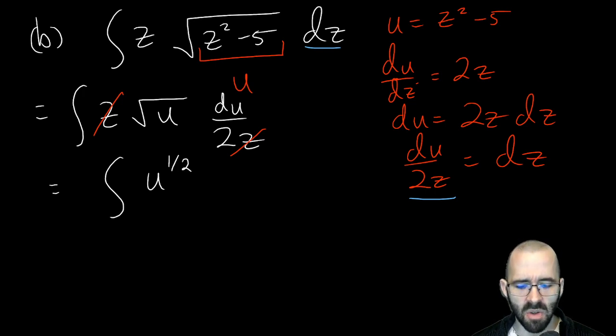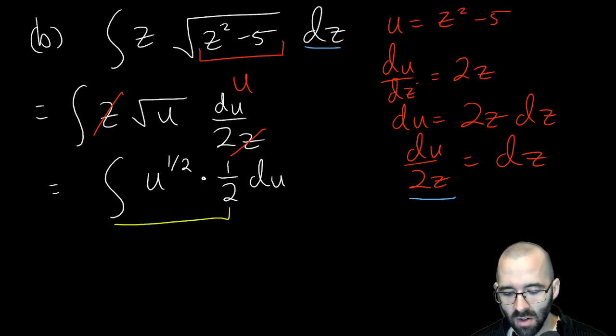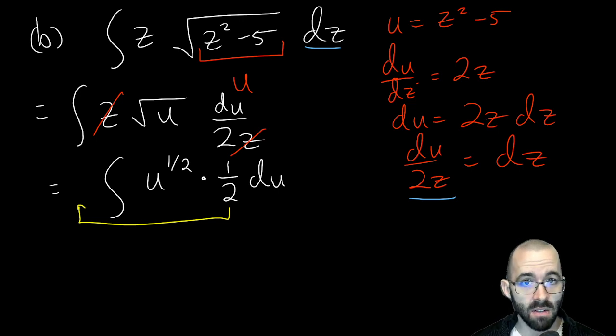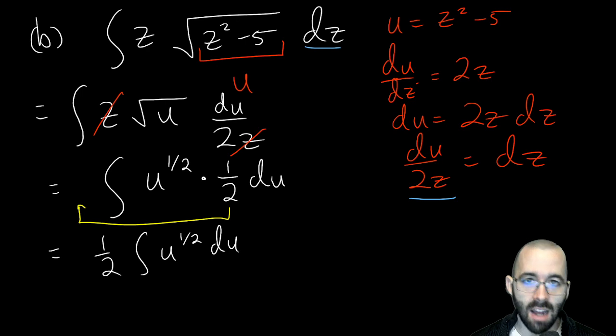I'm going to write the square root of u as u to the 1/2 power times du over 2, which we can also write as 1/2 times du. Dividing by 2 is the same as multiplying by 1/2. And now we can factor this guy out. Constants that are being multiplied can come out in front of integrals. So we get 1/2 the integral of u to the 1/2 du. And now we can evaluate the integral.